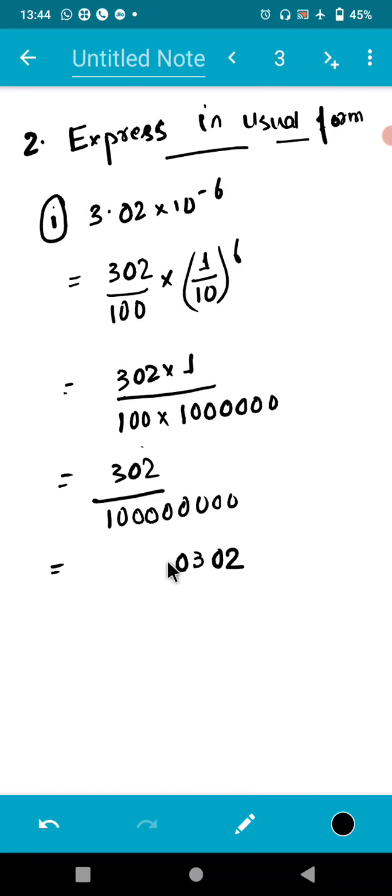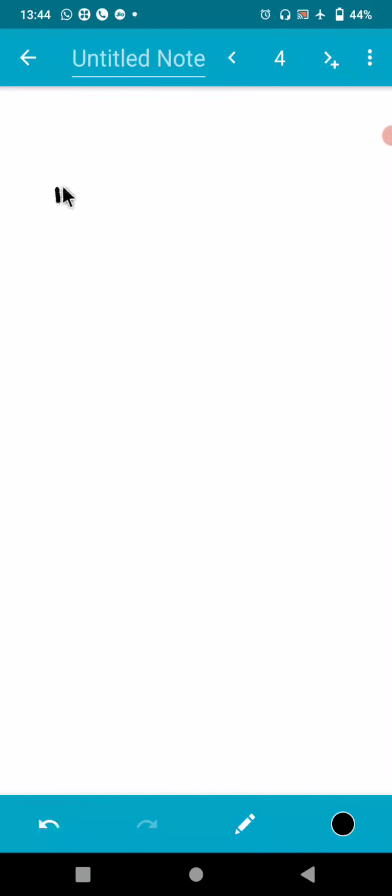So for that we have to fill it up with 0, that is 1, 2, 3, 4, 5, then we are allowed to put the decimal, and never leave the ones place empty. So you have to put 0 like this. So this is the required answer of sum number 1. I hope all of you have understood. Now let's move on to sum number 2 and see how to do this.